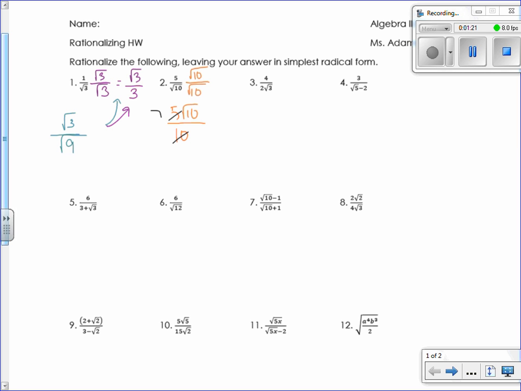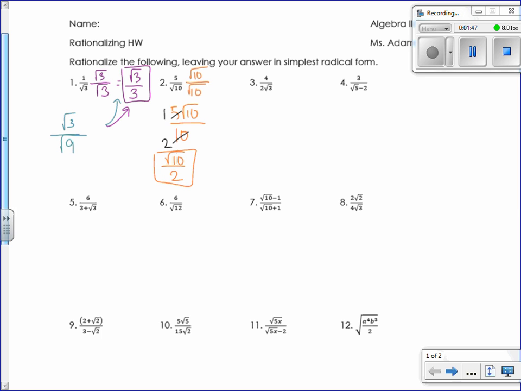5 goes into 5 once, 5 goes into 10 twice. So your final answer should be the square root of 10 over 2. Okay? Put boxes around my final answers, I guess.